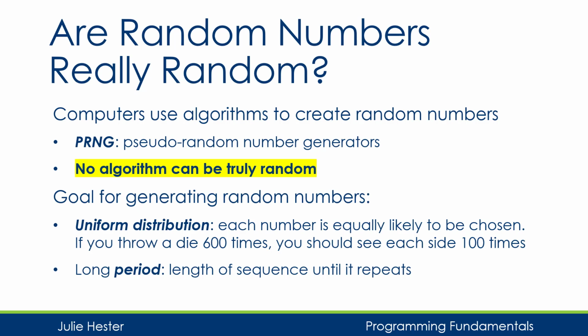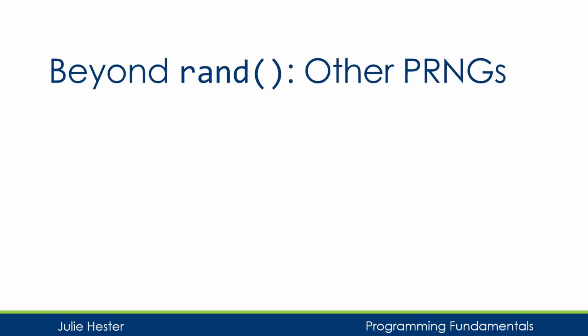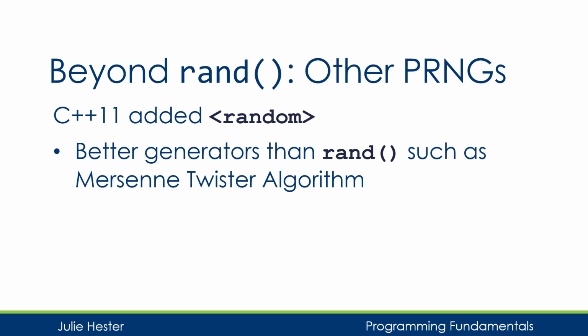So what we've been looking at are pseudo-random number generators, but what else is out there? We worked with the rand function. A lot of modifications were made to the language with the C++11 standard, and they added a new random library. And when you want to use this, you'll include the random library with the random header file name, and it has better generators than what we're seeing with rand.